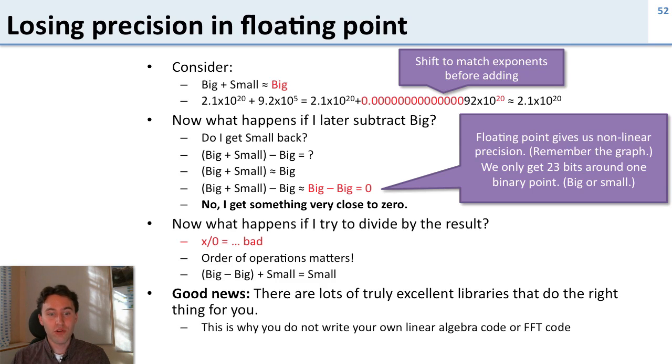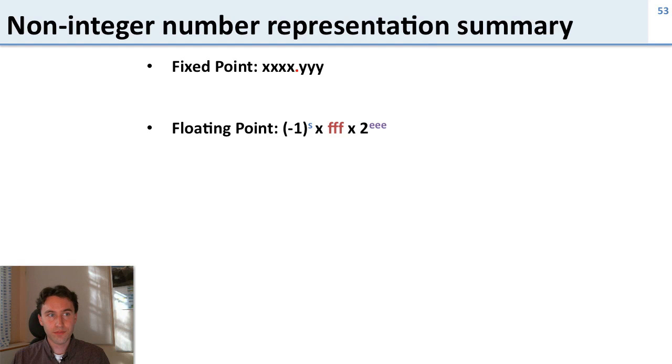You shouldn't be writing your own math library. You shouldn't be writing your own linear algebra code. You shouldn't be writing your own FFT code, because getting these things right is really tricky, and there's really good code out there that does it for you. So remember this. If you're dealing with numbers with very different magnitudes, very large numbers and very small numbers, floating point can't keep all the details around, and you're going to lose some information from that.